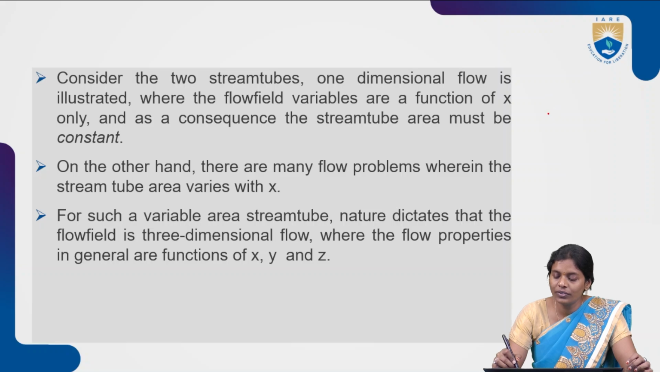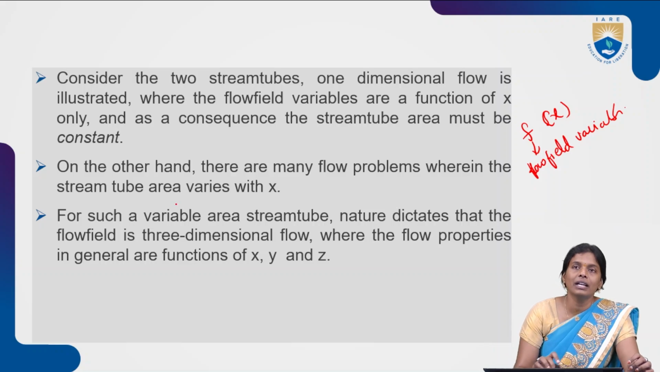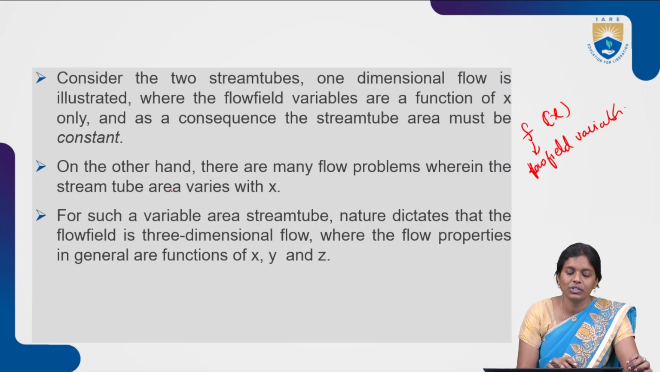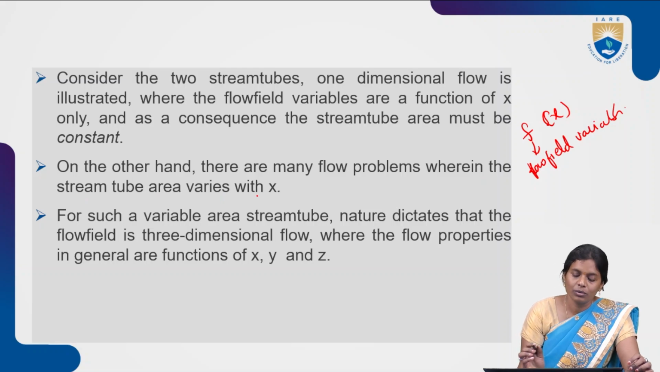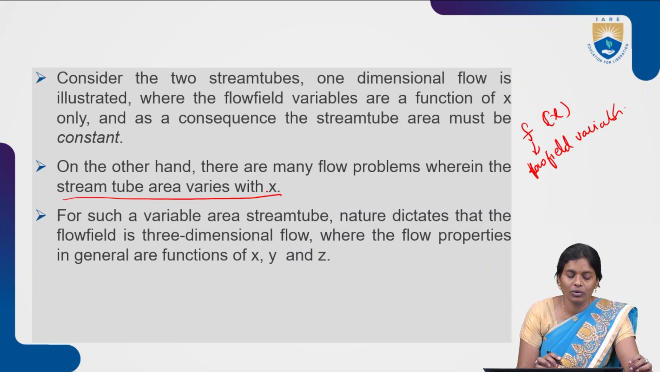So whatever the flow field variables are there, these flow field variables are functions of X only, we are stating. On the other hand, we have many problems wherein the stream tube area varies with X only. So for such a variable area stream tube, nature dictates the flow field as a three-dimensional flow where the flow properties are functions of X, Y, Z.